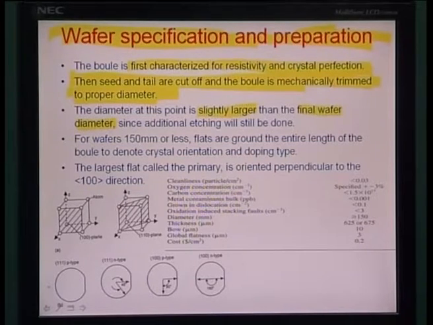For wafers less than 150 millimeters, flats are ground the entire length of the boule to denote the crystal orientation and the doping type, and so of course there is a flat side on one end of the boule which can denote what kind of crystal orientation the silicon crystal would have, or what is the doping type. Basically the largest flat, called the primary, is oriented perpendicular to the 100 direction. Okay, that is what you have to remember.